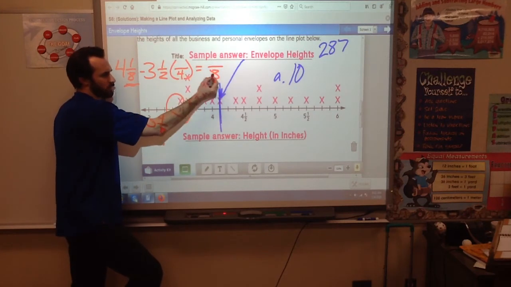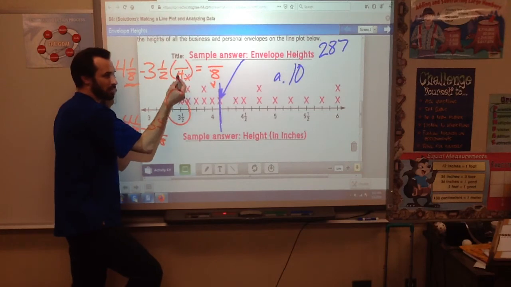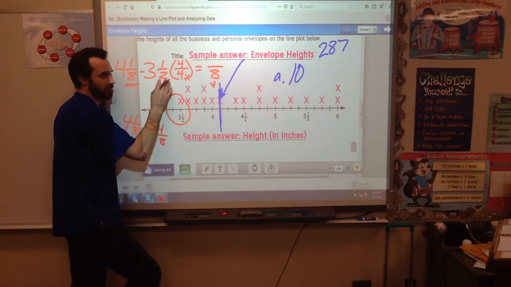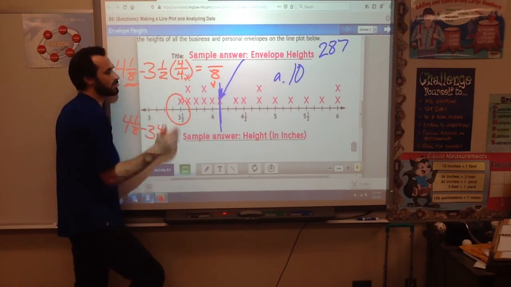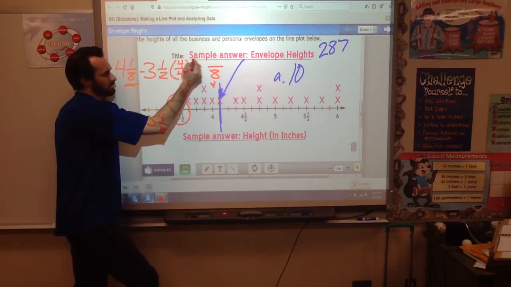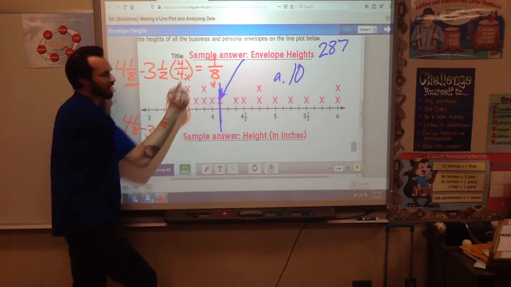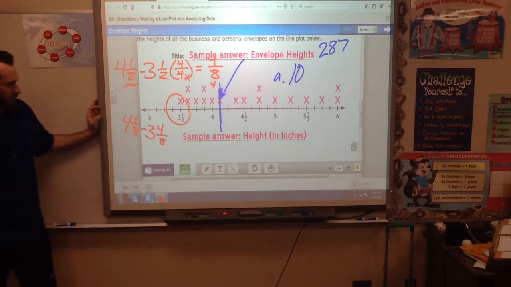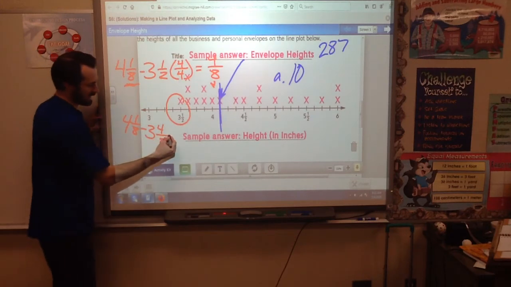4. 2 times 4 is 8. Whatever I do to the bottom, I have to do to the top. Whatever I do to the denominator, I have to do to the numerator. 1 times 4 is 4. And 4 is half of 8, so I know I'm right. Now it just becomes a normal subtraction problem.